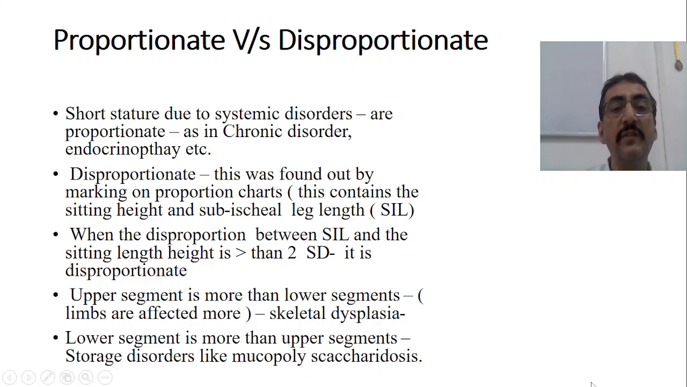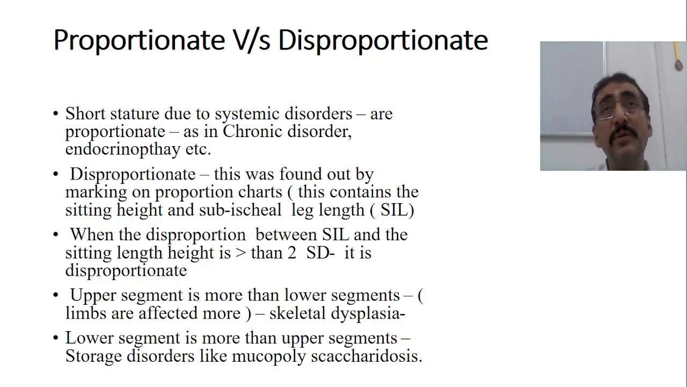Disproportionate short stature is found out by marking the proportions on the charts. This contains sitting height and subischial leg height, SIL. Okay, so when the disproportion between the SIL and the sitting height is more than 2 SD, then we usually call it a disproportionate short stature. So the upper segment is more than the lower segment. That means the limbs are affected more.